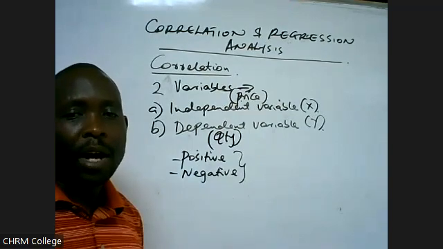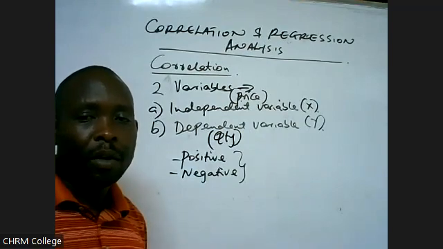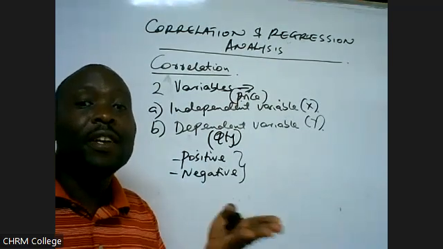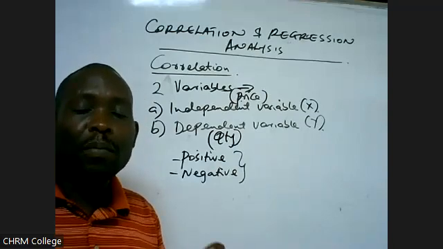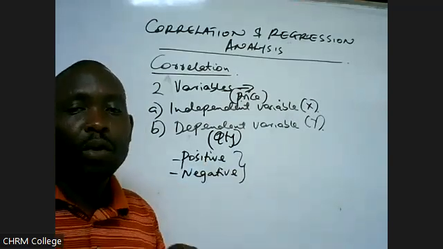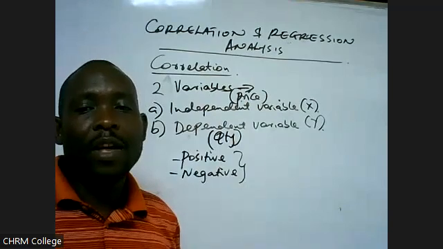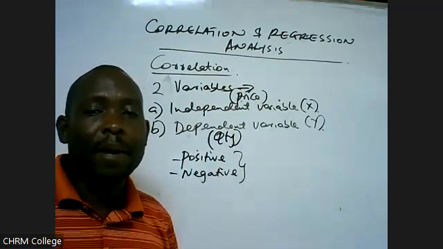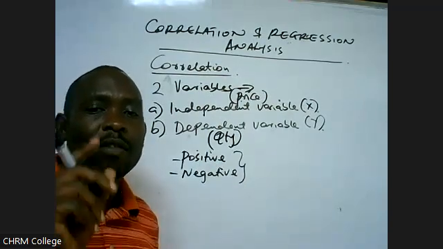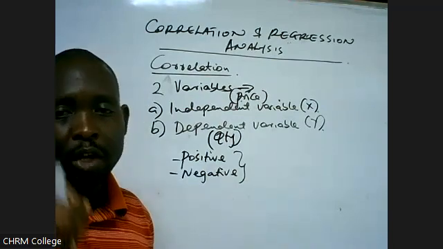A good example is the advertising budget versus the sales that are going to be realized. If you increase the advertisement, you expect the sales to increase. So the relationship between advertisement and sales will be a positive correlation. Also, a decrease in the independent results in a decrease in the dependent. You increase this, the other one also increases. You reduce this, the other one also reduces. That is a positive correlation.